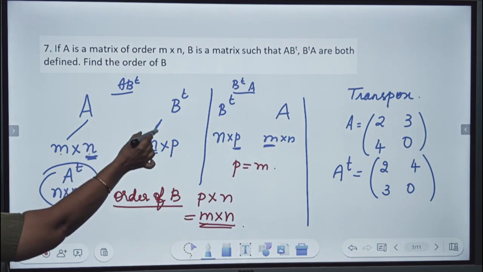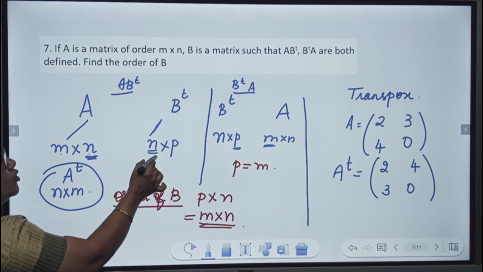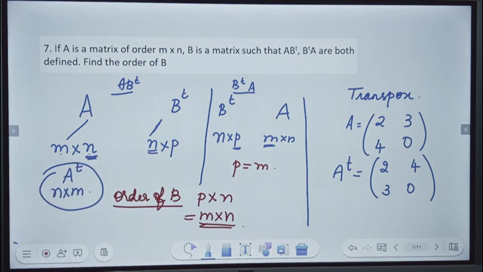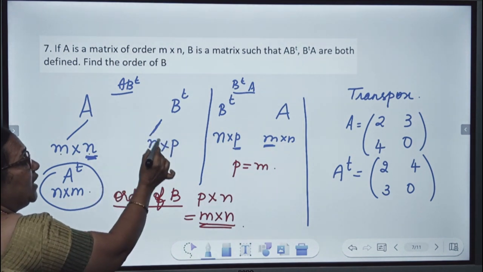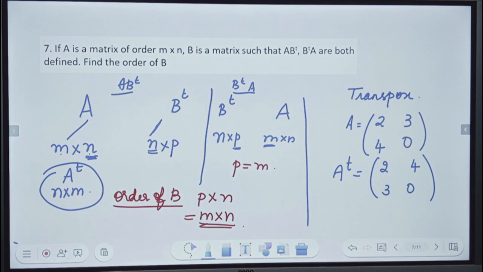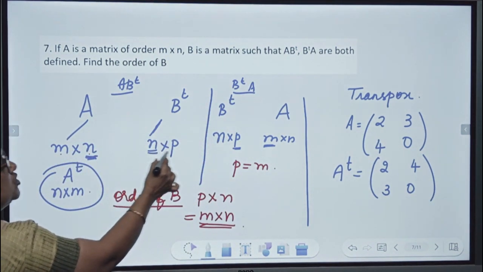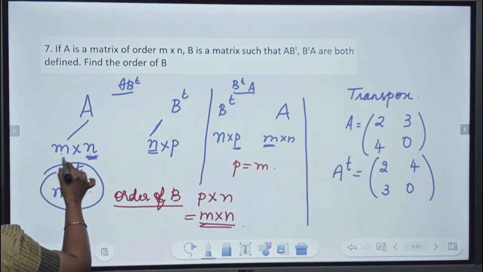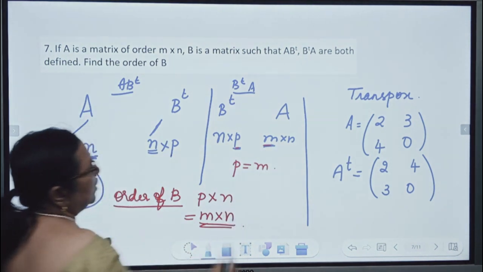So if AB transpose is well defined, then the number of rows of B transpose must be equal to the number of columns of A. That's how I assume B transpose to have n rows. But I don't know the number of columns. So that I kept as P. If I know P, then I know the order of B. Right? So to find P, it is also given B transpose A is well defined. If B transpose is N cross P, A is M cross N, here these two numbers have to be same. So P equal to M.